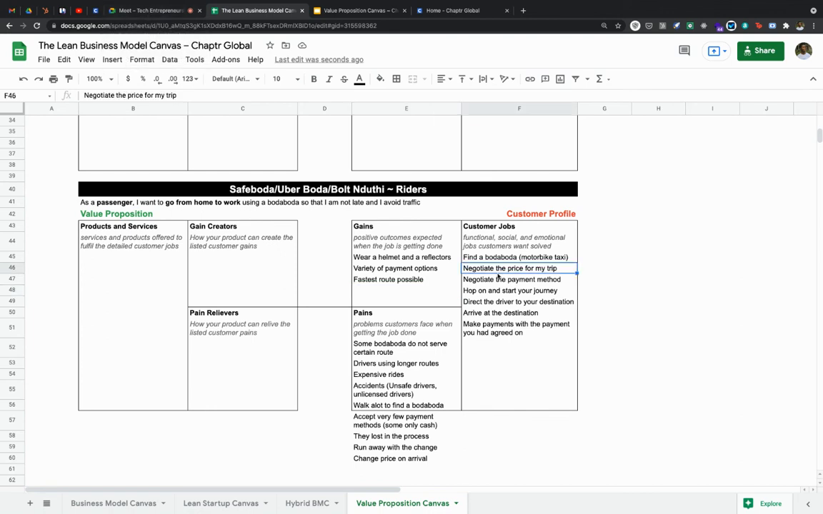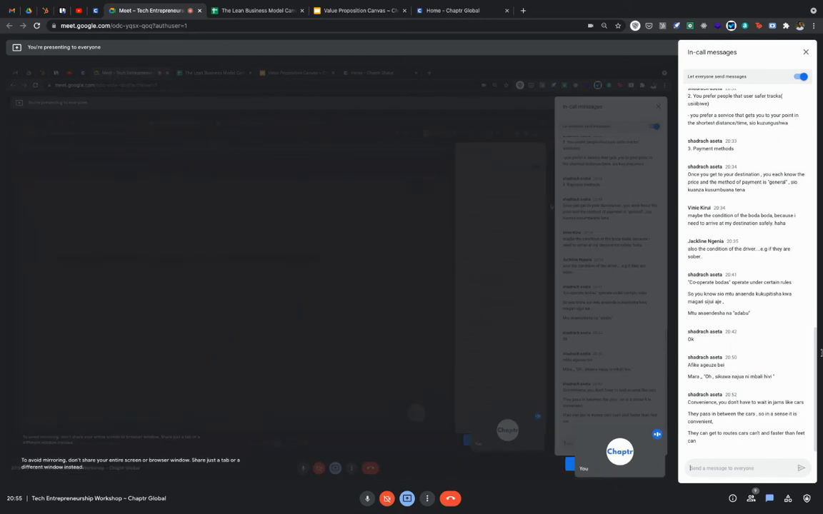Any other positives that we have here? When you're negotiating payment method, I think that's variety of payments. When you're negotiating price, anything else? Should we stick to that? You guys are comfortable with that? That's it? Have you put yourself in those shoes fully?